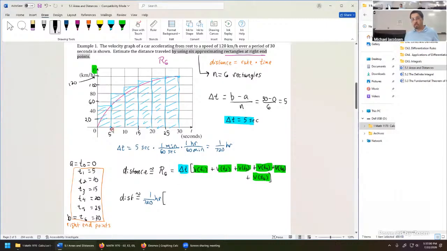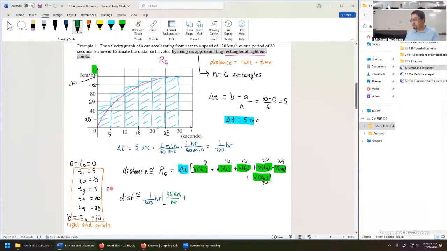So velocity at time 1 is just velocity at 5 seconds. Let's put 5, 10, 15, 20, 25, and 30 here, just as a reminder where the values are coming from, and their natural unit, the seconds. At 5 seconds, we get a height of, this comes out to 55 kilometers per hour.